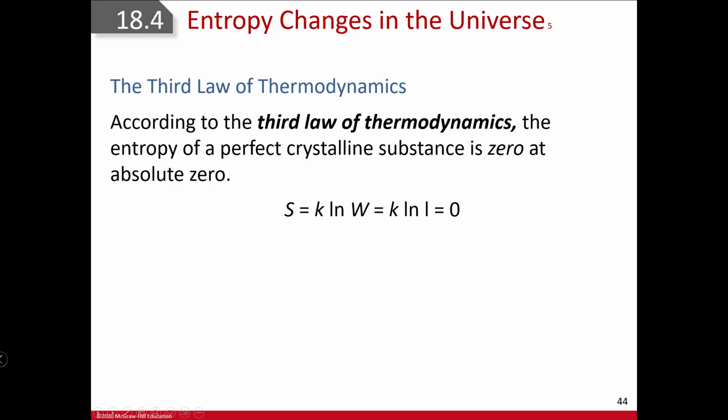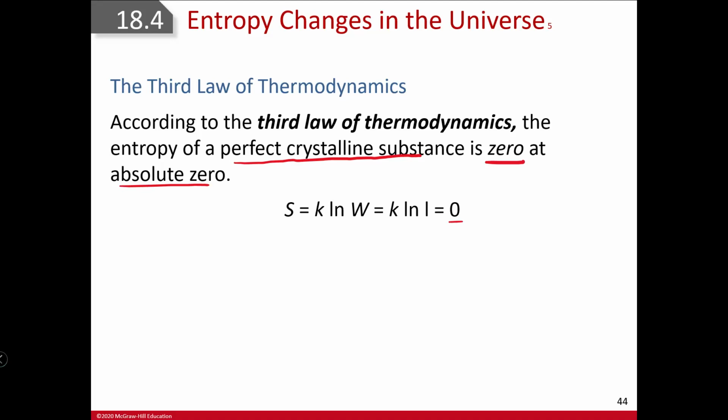All right, the third law of thermodynamics. This is a different way to write it. So this is what we generally say the third law of thermodynamics is. In a perfect crystalline substance at 0 Kelvin, absolute zero, you have an entropy equal to 0. All right? An entropy equal to 0.